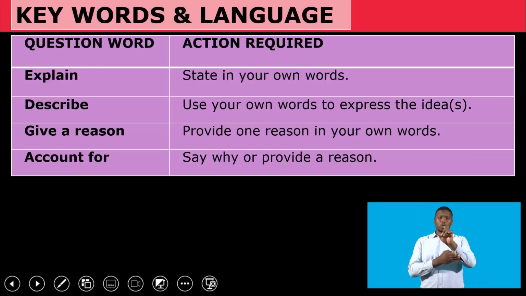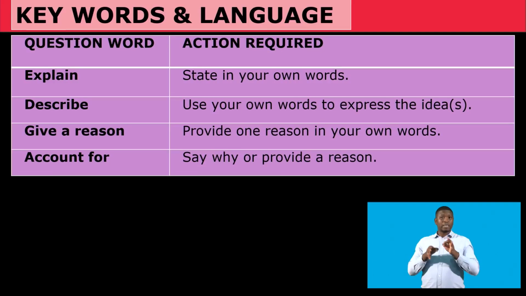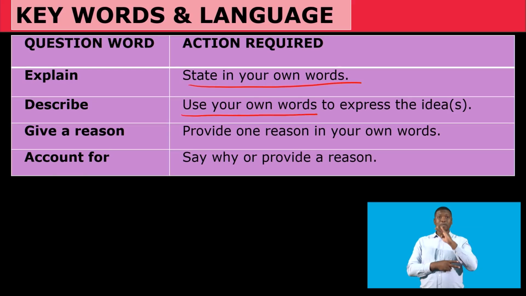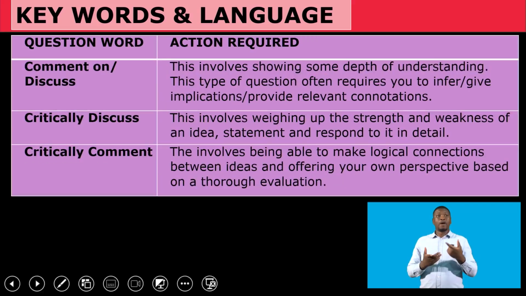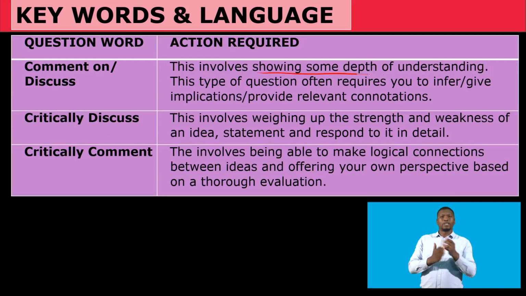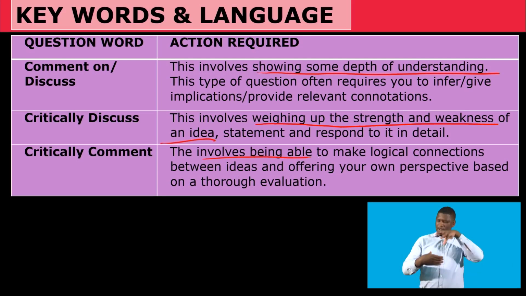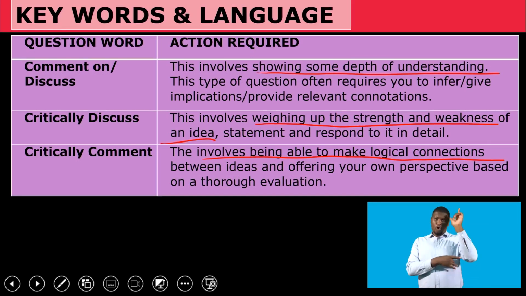Here are some of the question words. Explain: to state in your own words. Describe: to use your own words to express ideas. To give a reason: to provide a reason for something. To account is also to provide a reason. To comment on involves showing some depth of understanding. Critically discuss is to weigh up the strengths and weaknesses of an idea. To critically comment is to make logical connections between ideas.